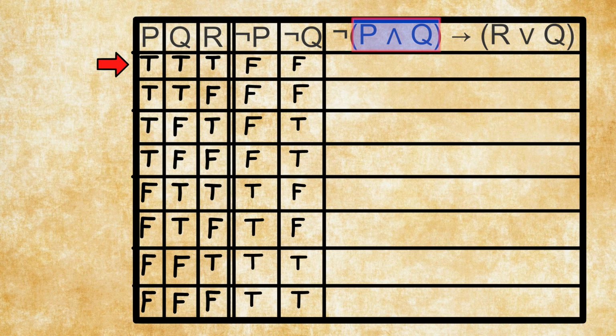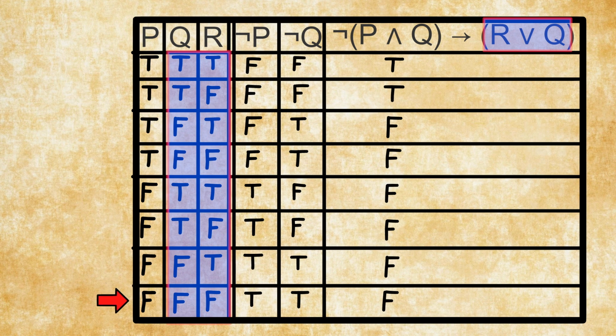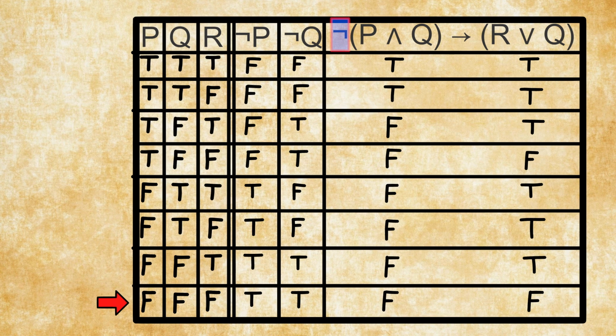So here we compare it with the truth value below P and Q. So here we write true, true, false, false, false, false, false, and false. Then here we have a disjunction between R and Q. So here it is true, true, true, false, true, true, true, and false. Good. Now let's take the negation. As always, the negation reverses the truth value, and it is the truth value below the conjunction in this case.